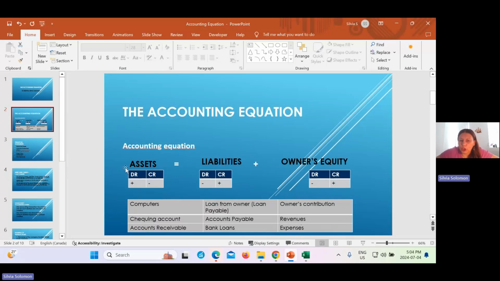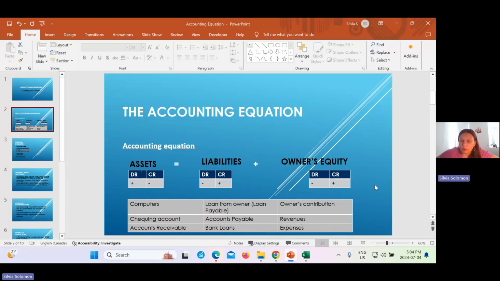So for the moment, just remember this, my way of remembering the accounting equation, okay? It's debit on the left, credit on the right. And then if I don't want to forget the minus, plus, minus, plus, I will start with the plus, minus for the assets. And on the right side of the equation, it's exactly the reverse, okay?